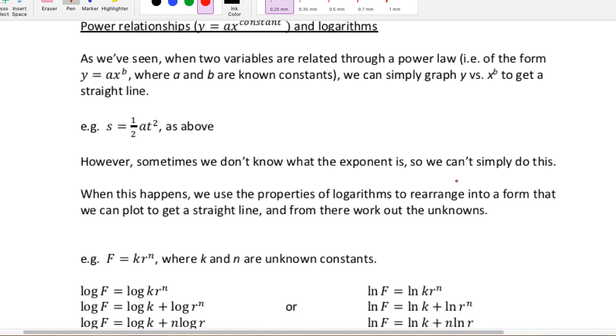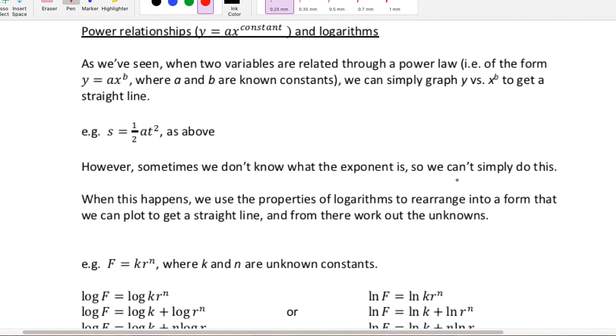Carrying on, let's talk about a more complicated example of linearizing. When you know that two variables are related through a power law like this, where a and b are constants, we could just graph y versus x to the power of b. So that's just another form of doing what we were doing before, or another way of stating that. Right here, we know that this is a constant. But sometimes we don't know what that exponent is, so we can't take that approach.